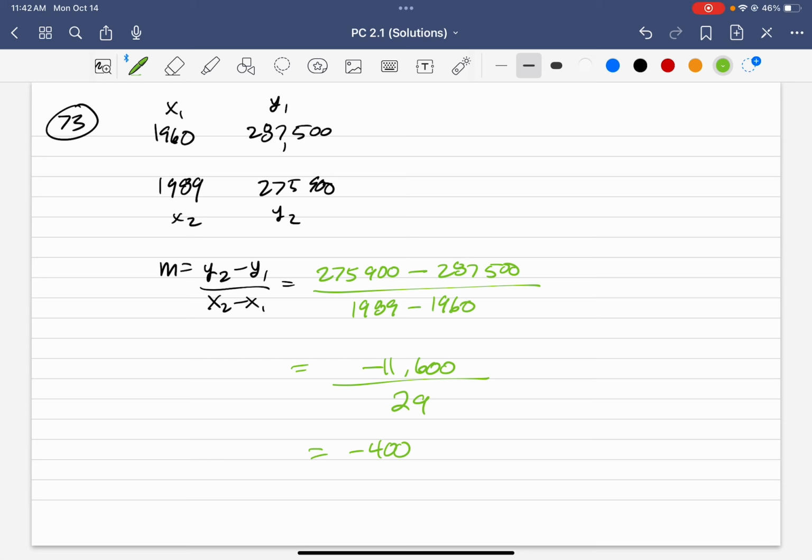So the units should be, that's people, right? Statement about the population rate per year. So that's people per every 1 year. So the town is losing, on average, negative 400 people every year. 400 people per year. And that's it.